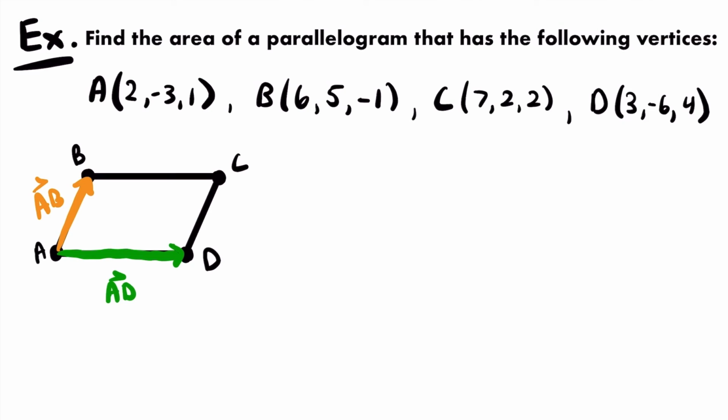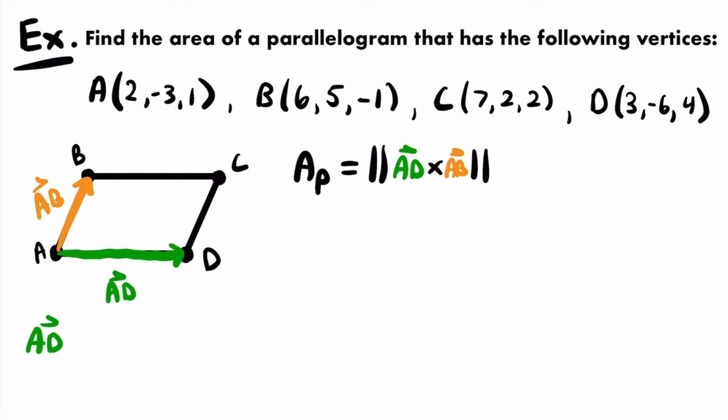We want to find the area of this parallelogram, and that's going to be equal to the magnitude of the cross product between vector AD and vector AB. Okay, and so what we have to do here is actually find those two vectors. So let's do that first.